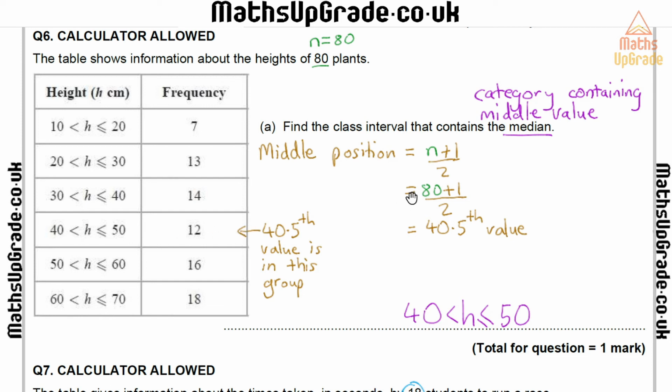So the class interval, the category that contains the median, is 40 to 50. And that's what I've written down here as an inequality. I've just copied it from this column here. That's 1 mark for that question.